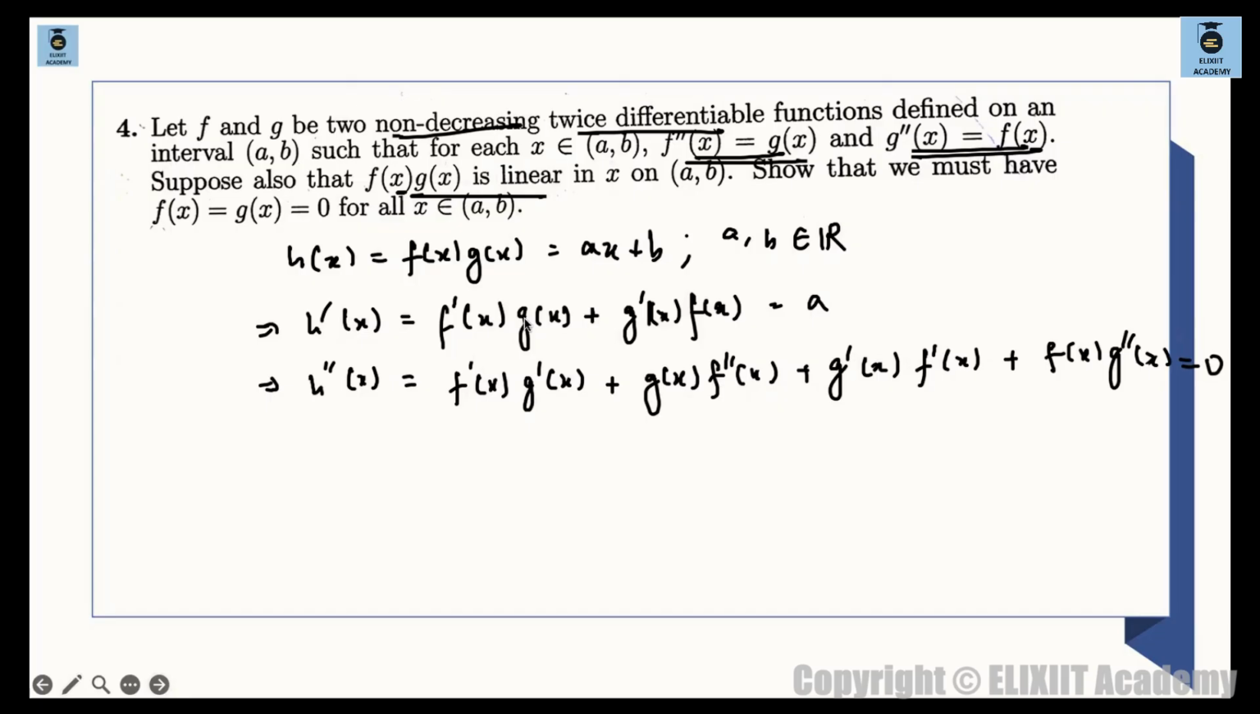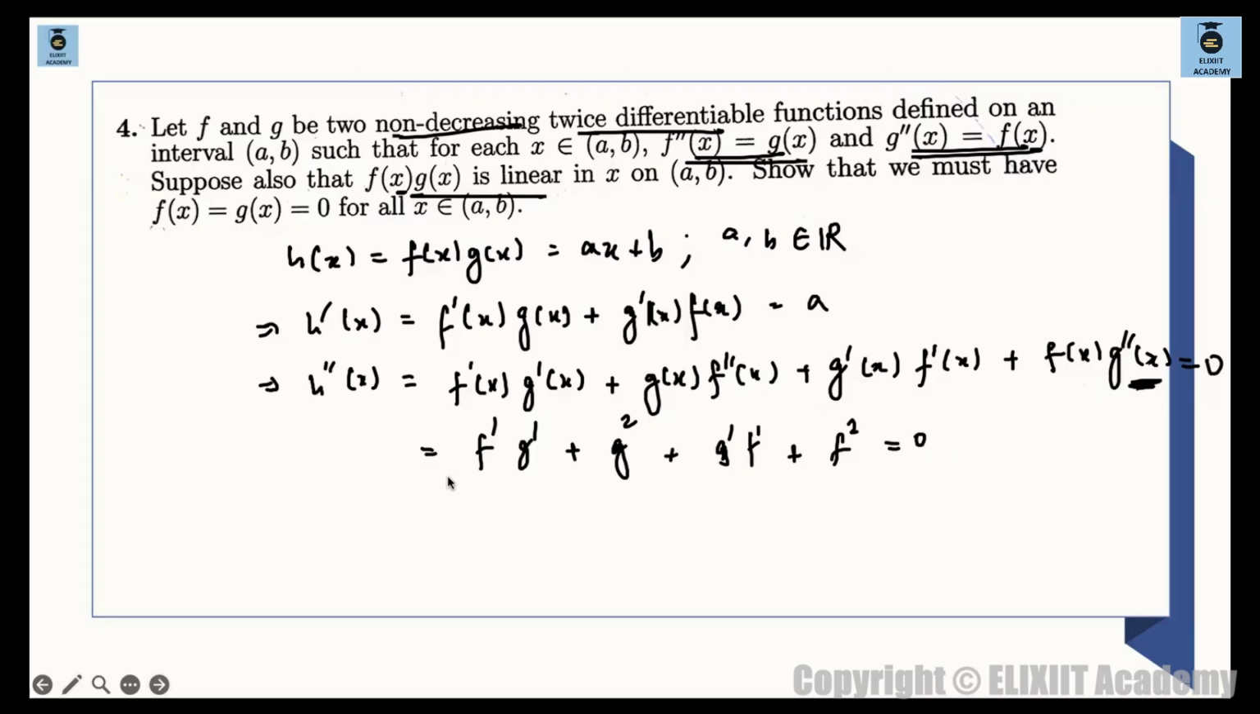So now if we utilize these conditions, f double dash of x is what? Gx. So this is basically f dash into g dash plus g of x into f double dash of x. F double dash of x is gx, so this will be g square. I'll write this as g square for simplicity. Similarly, plus g dash into f dash, plus fx into g double dash of x. G double dash of x is once again fx, so that's simply f square.